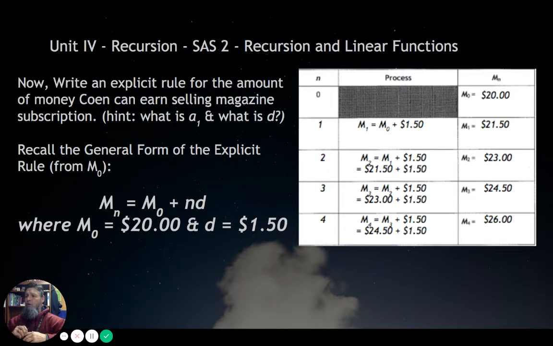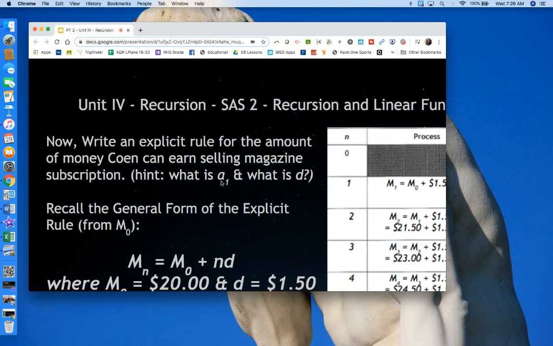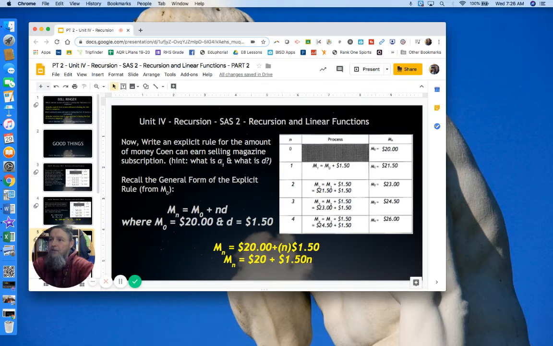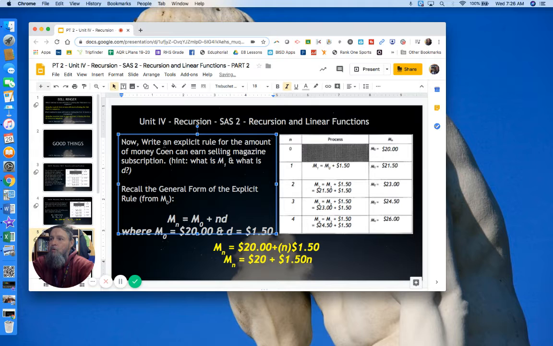Now write an explicit rule. In this case, we're also given the general form of the explicit rule. It's a little bit different. Let me go ahead and edit that again. I'm looking at it and I realize I changed it in the last one and I didn't change it in this one. Now it looks more like what we need. And I'll go back to present mode.